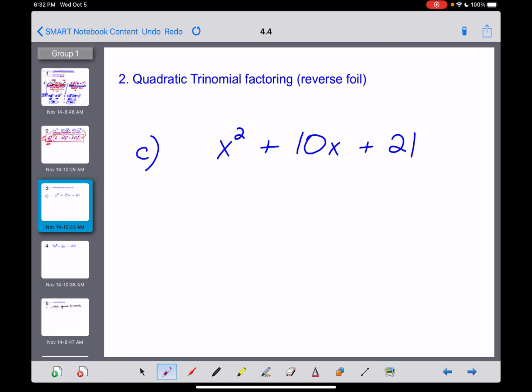Okay, so those two examples were just meant to refresh your memory on GCF monomial factoring, but this, everybody, is what we're really going to focus on here within section 4.4. That should have been an A because I restarted here. Number 2, quadratic trinomial factoring, otherwise known as reverse FOIL.